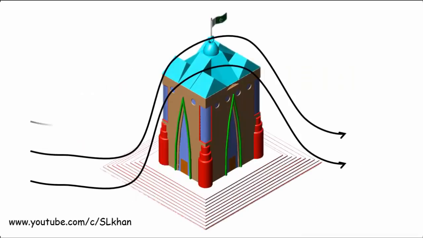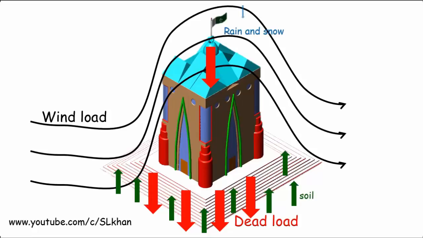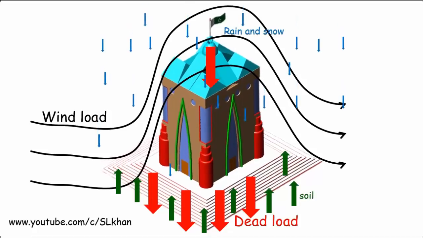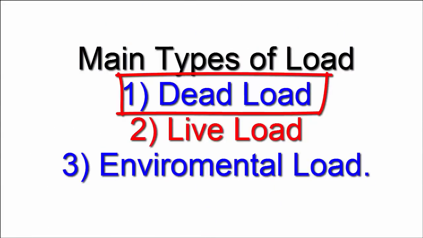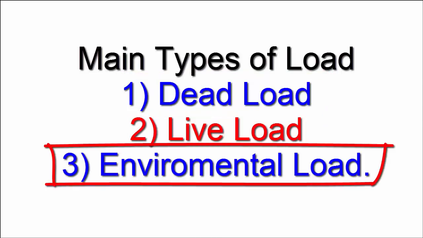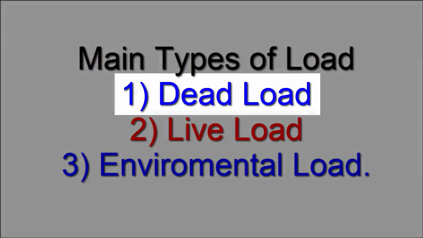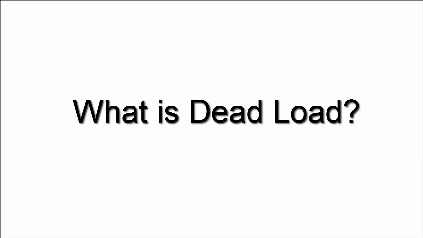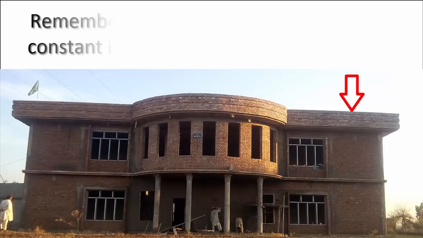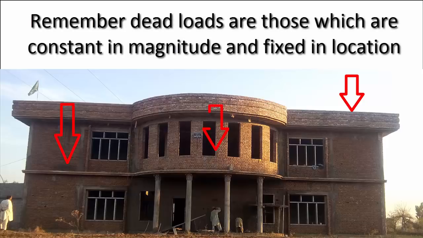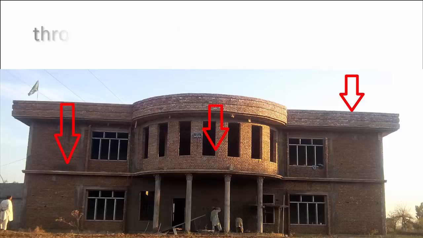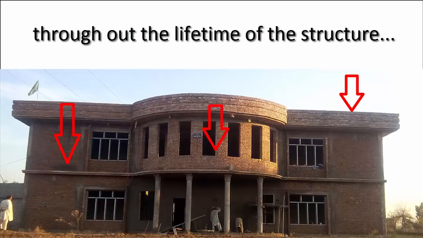Loads are forces that act on structures, and can be divided into three main classes: the dead load, live load, and environmental loads. Let's talk about the first one, the dead load. So what is the dead load? Remember, dead loads are those which are constant in magnitude and fixed in location throughout the lifetime of the structure.